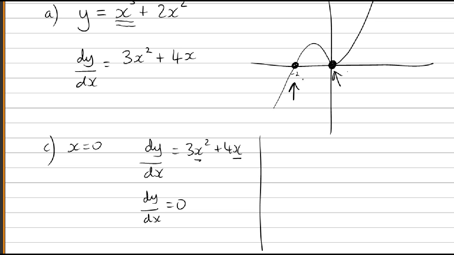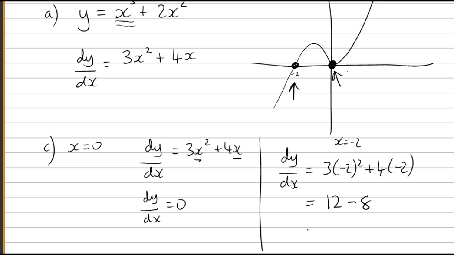Looking when x is minus 2, well, dy by dx, if we substitute x equals minus 2 into this, we get 3 in brackets minus 2 squared plus 4 in brackets minus 2. Well, minus 2 squared is positive 4, 3 4s are 12, minus 8, so the gradient to the curve at x equals minus 2 is 4.